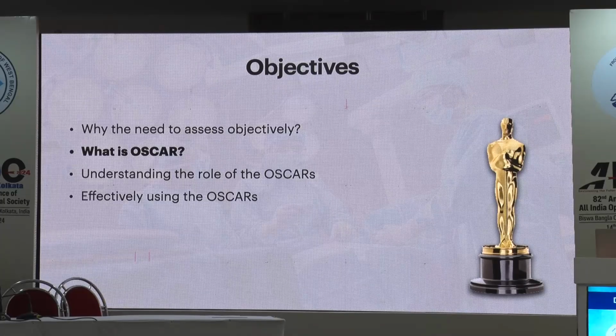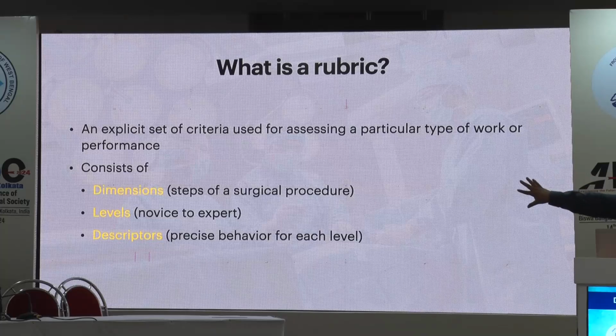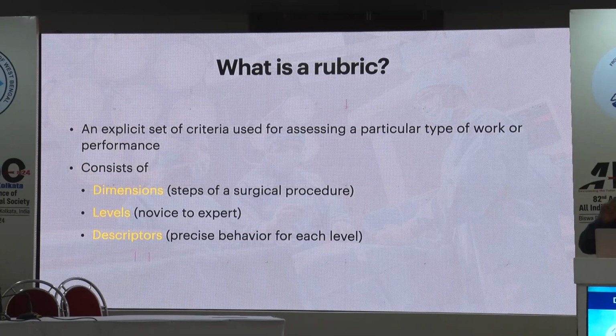So a rubric is essentially a guideline. And in this case, it's an explicit set of criteria that we use to assess any particular surgery or performance. And these are the 3 pillars. The dimensions that are described in it, which means what are the steps that we are going to assess. The levels of competence, or how well they are doing, which are graduated from a novice to an expert, how well they are doing that step, and descriptors. What is it that defines why they are a novice or an expert?